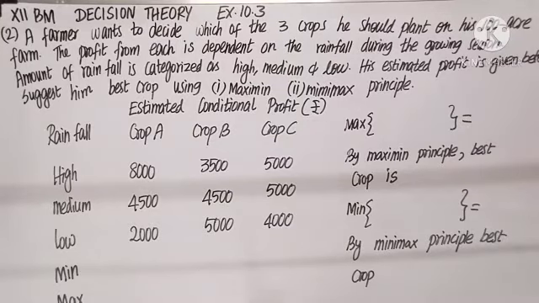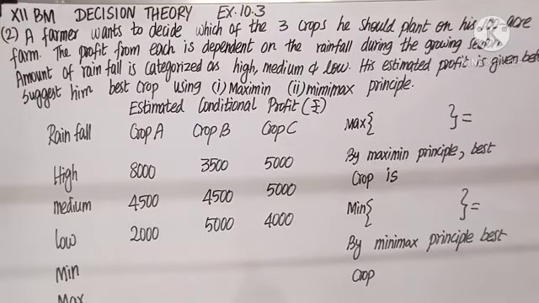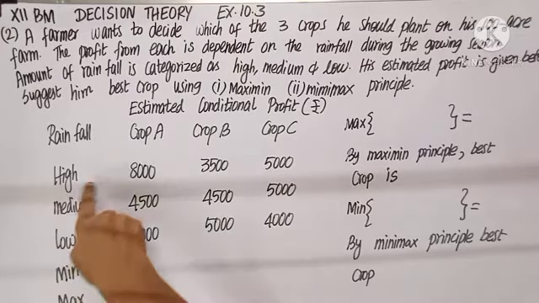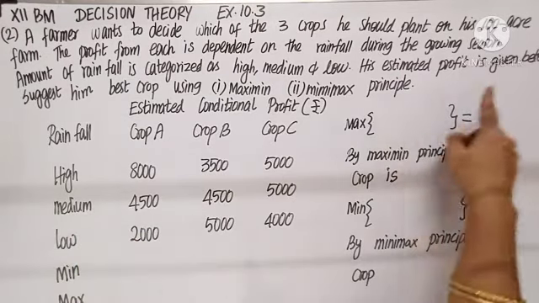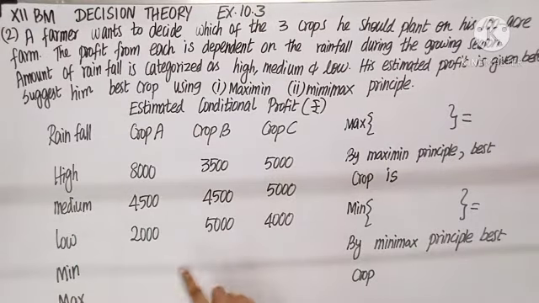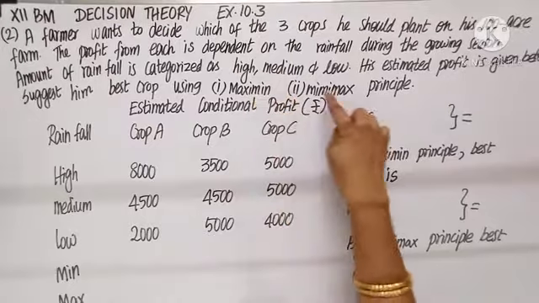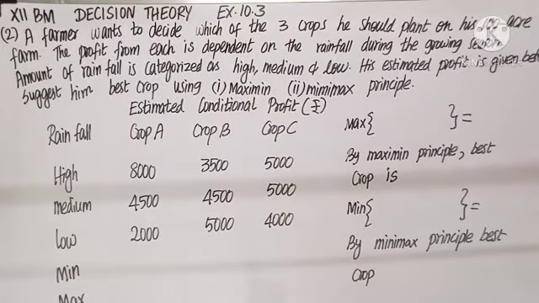Question number 2. A farmer wants to decide which of the 3 crops he should plant on his 100-acre farm. The profit from each is dependent on the rainfall during the growing season. Amount of rainfall is categorized as high, medium, low. His estimated profit is given below in rupees. He needs to decide which is the best crop using maximin and minimax principle.